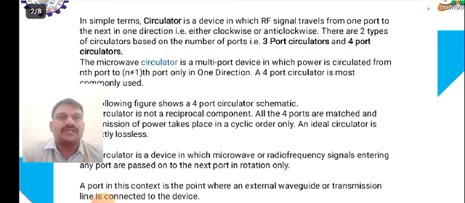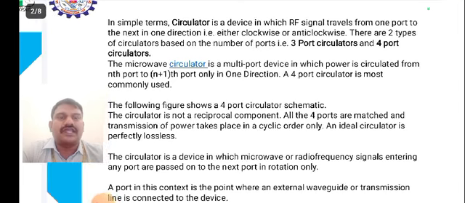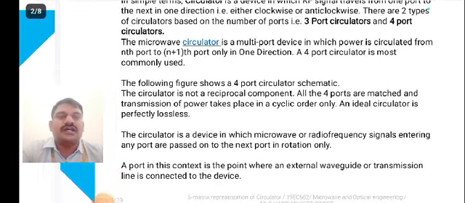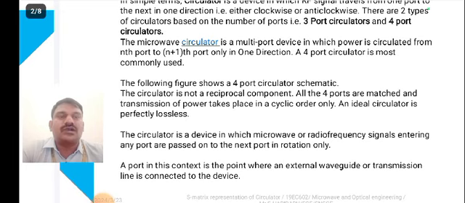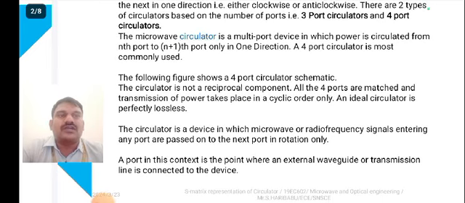There are two types of circulator based on the number of ports, that is 3-port circulators and 4-port circulators. The microwave circulator is a multi-port device in which power is circulated from the nth port to the (n+1)th port only in one direction. A 4-port circulator is most commonly used. The following figure shows a 4-port circulator schematic, and the circulator is not a reciprocal component. All the 4 ports are matched and transmission of power takes place in cyclic order only.